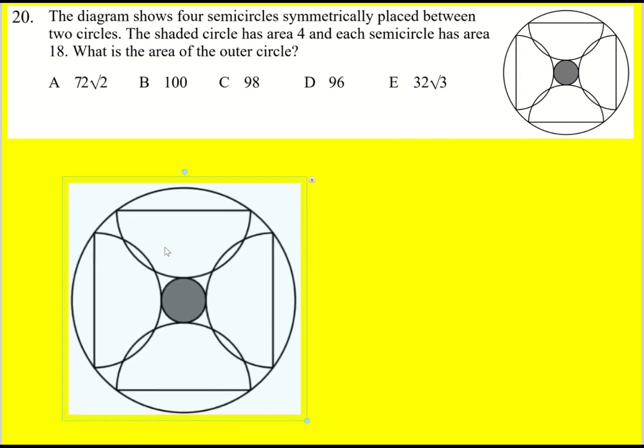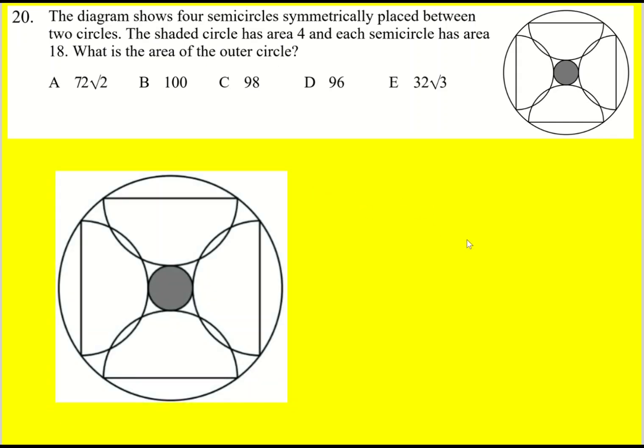All right, we've got an interesting setup here. We're asked for the area of the outer circle. We're told that the shaded circle has area 4. So let me just focus on that for a moment and say it has a little radius of r. Then pi r squared is going to equal 4. So r squared is going to equal 4 over pi. So r is going to equal 2 over root pi. Works out the radius of that shaded circle.